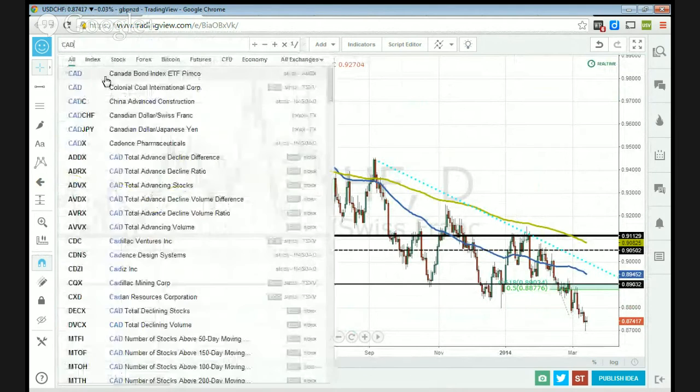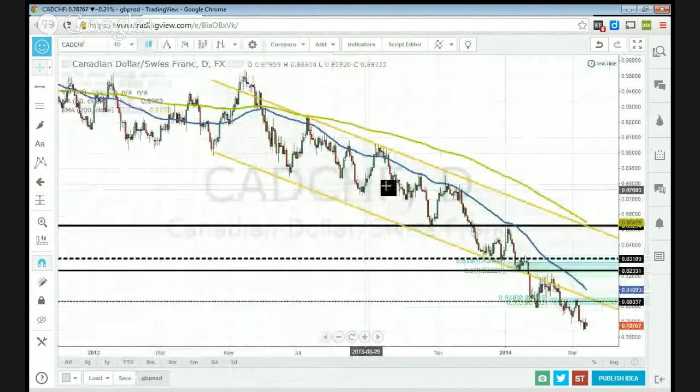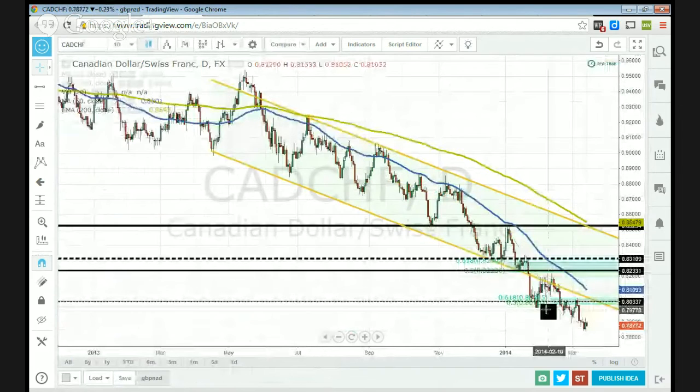Canadian dollar, Canada Swiss, we know this story. Downtrend, waiting for the pullback. If we can come back to the top of this channel, that could be an interesting short, especially around 80.33.